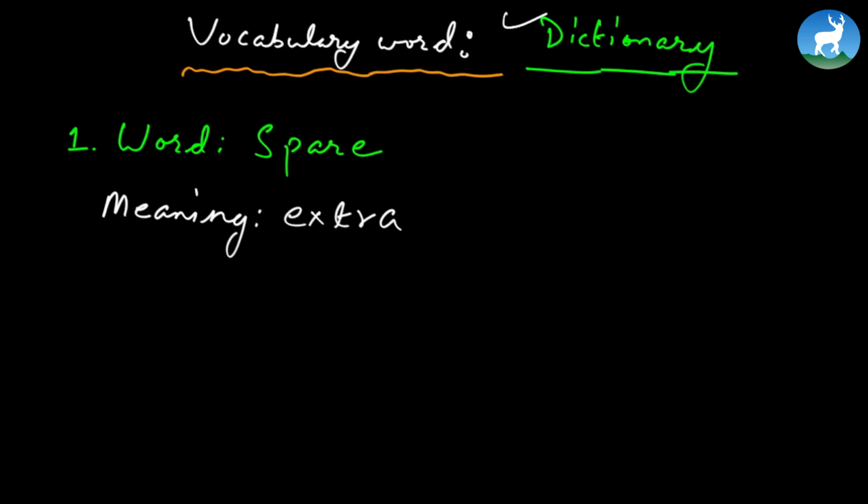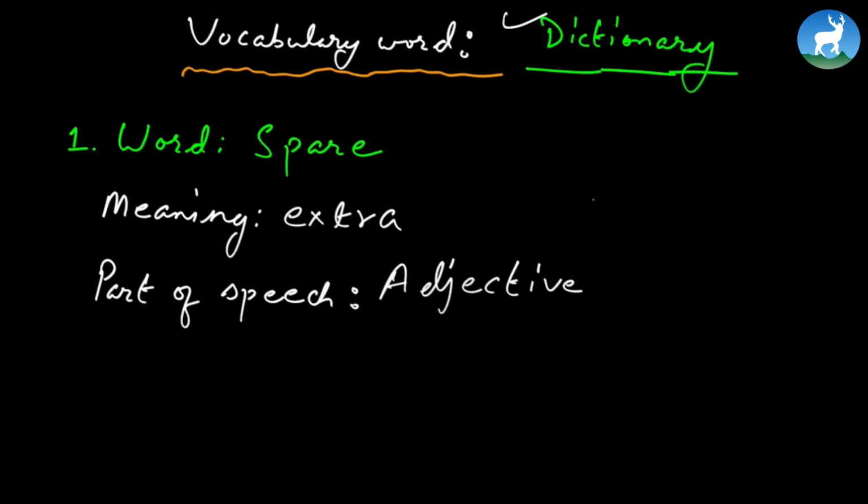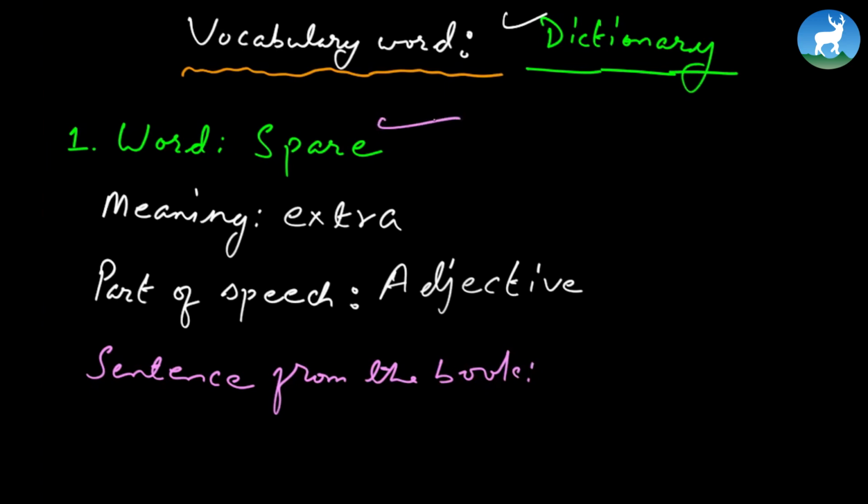All right. So once you write this, you go for part of speech. Part of speech is always given in the dictionary. In this case, it would be adjective. And then you go to sentence from the book, meaning you write down how this particular word is used in the sentence. If you look at the third line in the passage, you will see how spare is used, and you just copy it as it is. In her spare time, meaning extra time, she does the household chores.